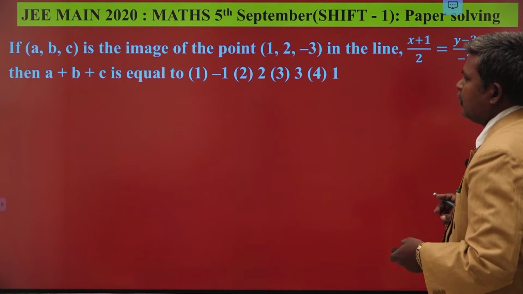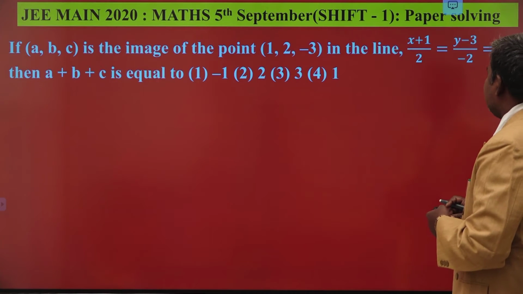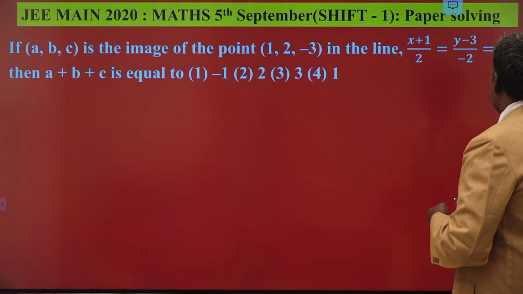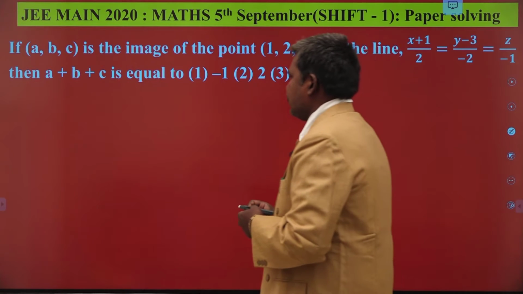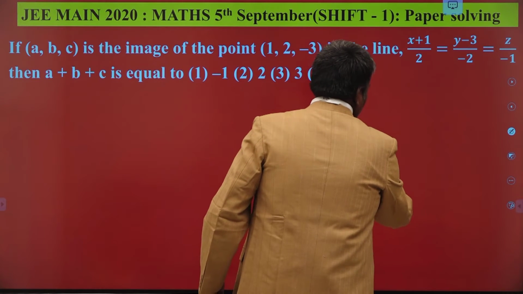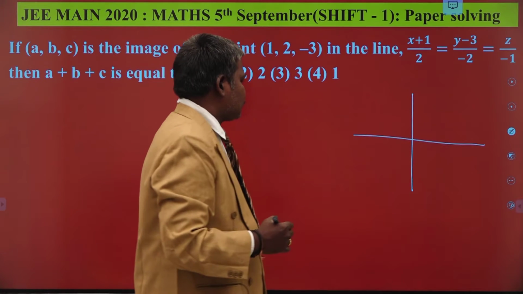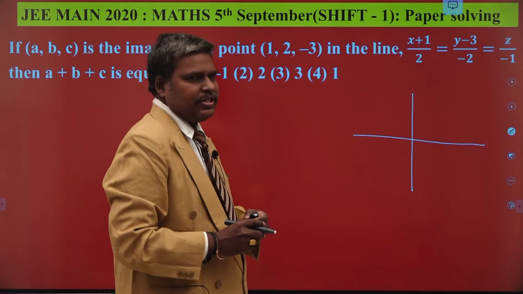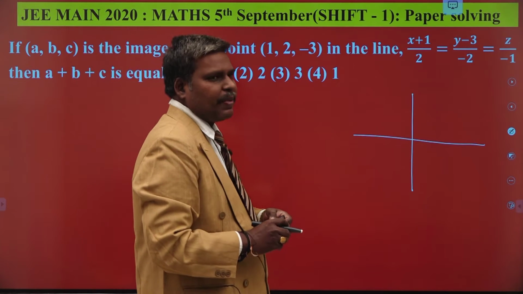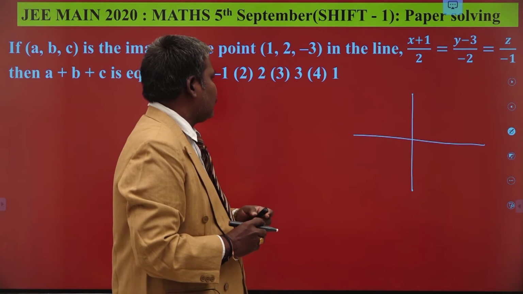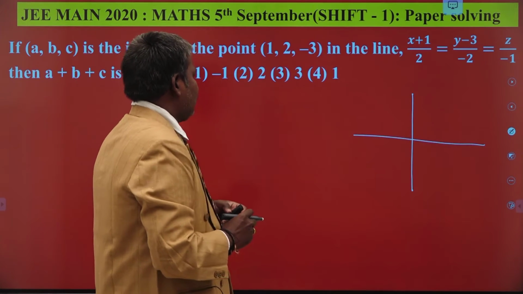Understand? See here, if a comma b comma c is the image of the point 1 comma 2 comma minus 3 in the line x plus 1 by 2 is equal to y minus 3 by minus 2 equal to z by minus 1, then a plus b plus c is what? This is the question. So one line is given to you, one point is also given to you. If you just find the image of the point with respect to the line, you add the coordinates of ABC. That is your question. So we are going to find out the image first of all, and then go for adding the coordinates of the image.